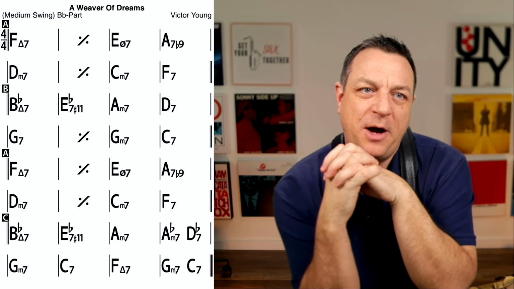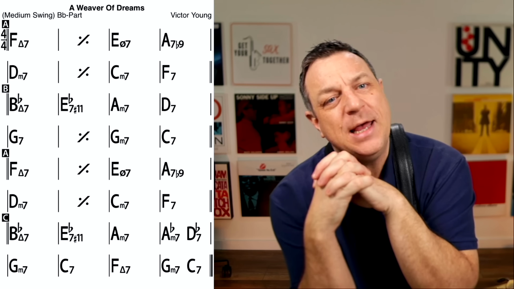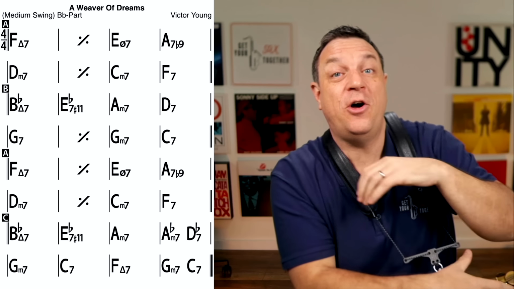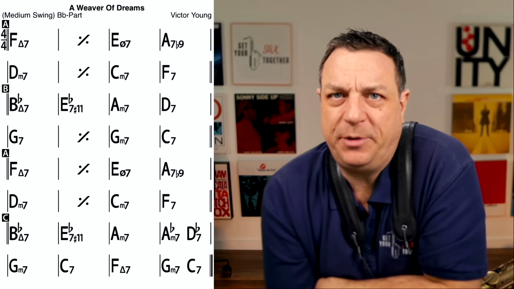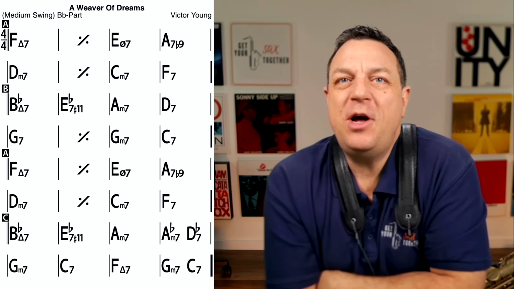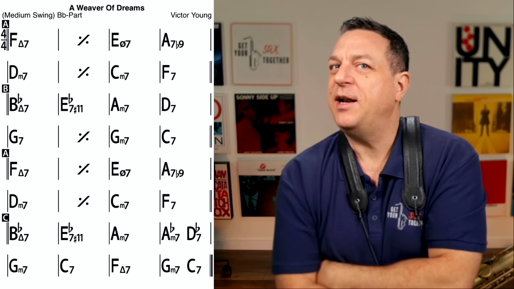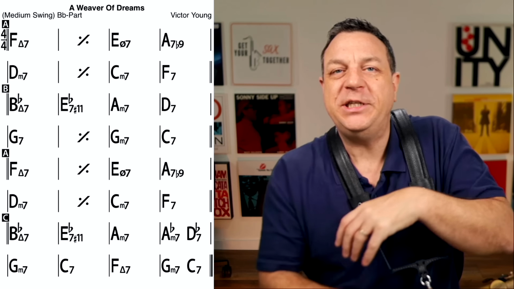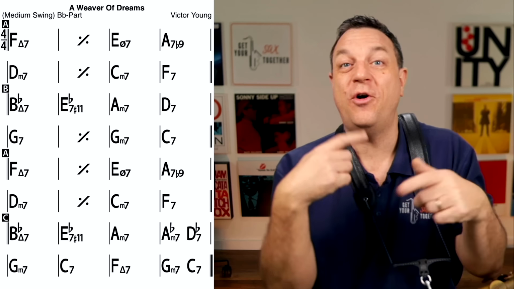Then you move on to the next bar, the second bar of B, and you can see that there's an E flat 7 sharp 11. What on earth is going on with this seemingly random chord? Well, if you know what happens in standards, you'll recognize this as a backdoor dominant. Okay, which is a dominant chord, a tone beneath the root of the key that you're in.